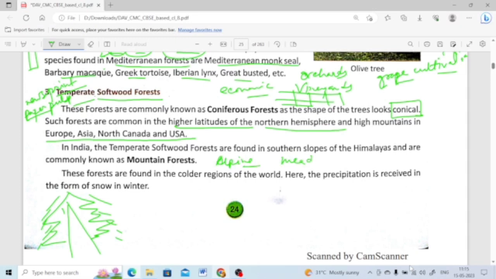We say alpine meadows or mountain forest. These are all the same. You will observe that conical shaped trees are found there, and the leaves are needle shaped. If the question comes why these trees have needle shaped leaves, it is to shed off snow. This forest is found in colder regions of the world, mostly in the temperate zones. Temperate zone starts from 60 degree, we all know, 66 and a half degree north and south, so 60 degree up to 70 degree, right? North and south. Precipitation is received in the form of snow in winter.